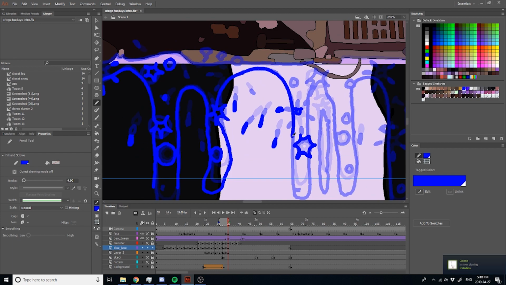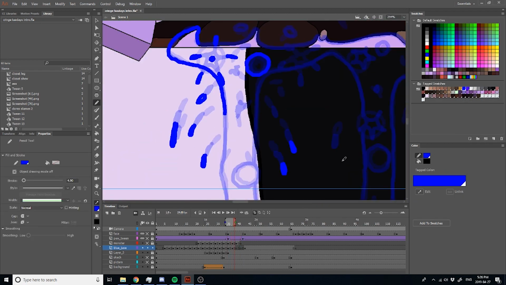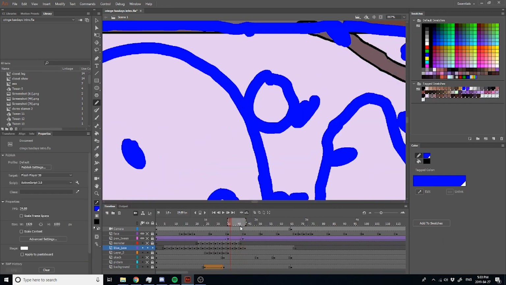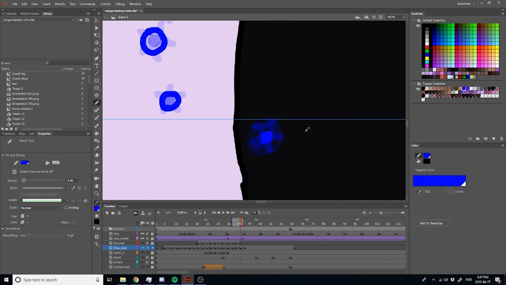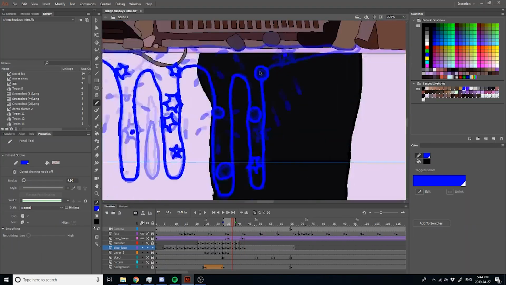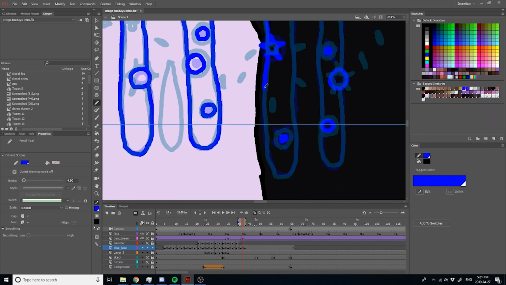This comes in very useful because for things like a walking motion, you don't want to redraw the walking motion every time they take a step. So you just repeat the same walking motion over and over again, which makes it far easier.